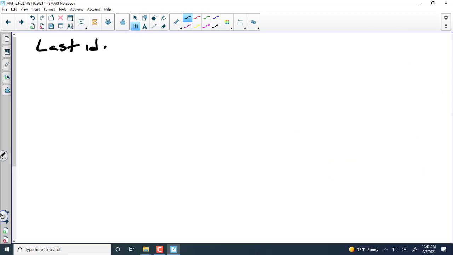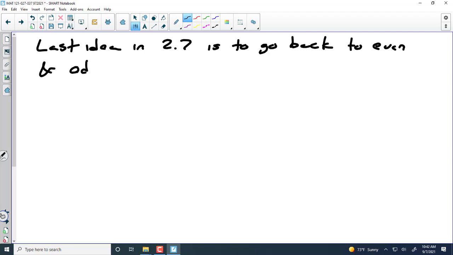Last idea in 2.7 is to go back to even and odd functions.